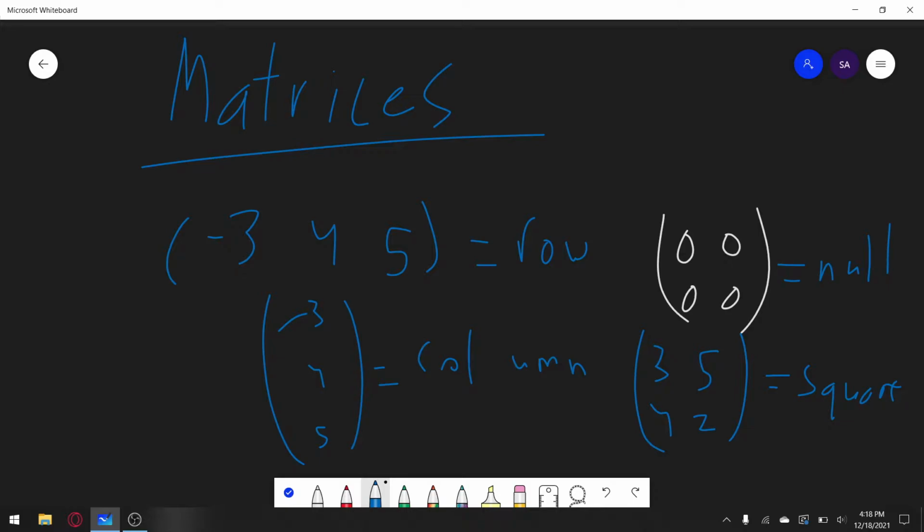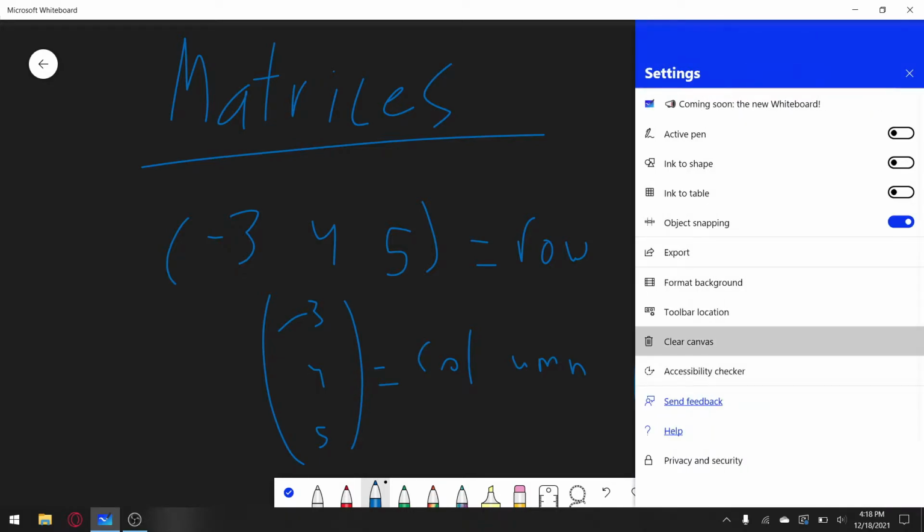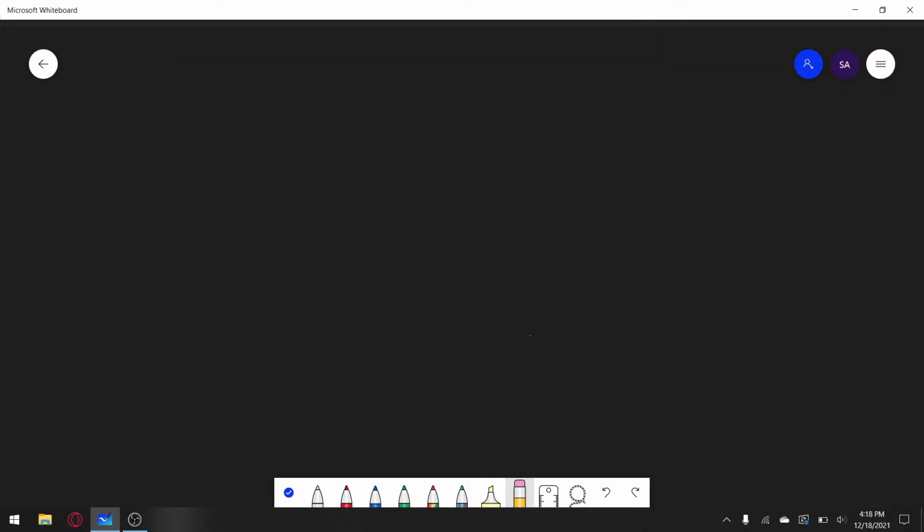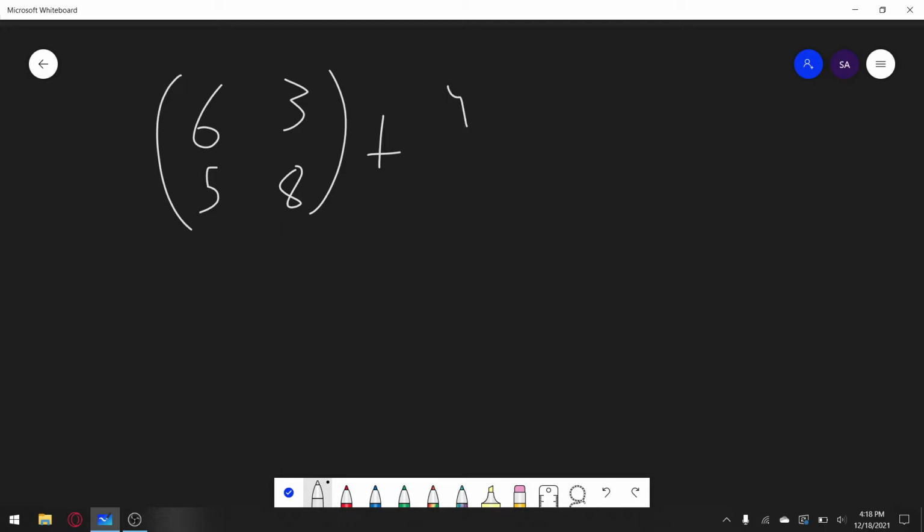Right. Let's clear the canvas. Now we move on to the next thing, which is addition and subtraction. So this is fairly simple. Let's just do a simple quick question. 6, 3, 5, 8 plus 4, minus 2, 0, and 7.